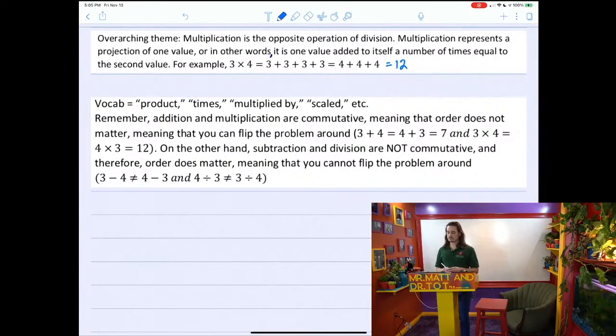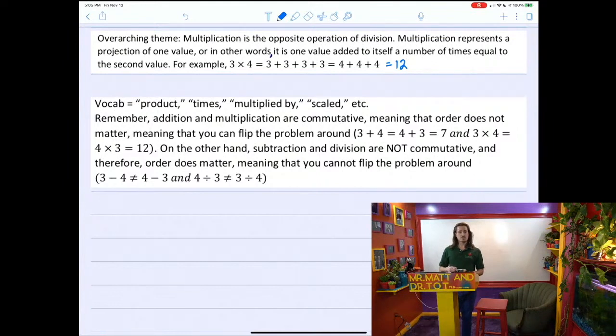So for example, 3 plus 4 is 7 in the same way as 4 plus 3 is 7. But 4 minus 3 is not the same thing as 3 minus 4. 4 minus 3 is positive 1. 3 minus 4 is negative 1. So you get two different results based upon the order of the mathematical statement. So that means that subtraction is not commutative. Division is the same way.